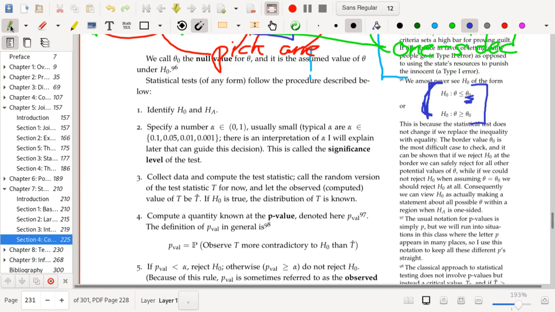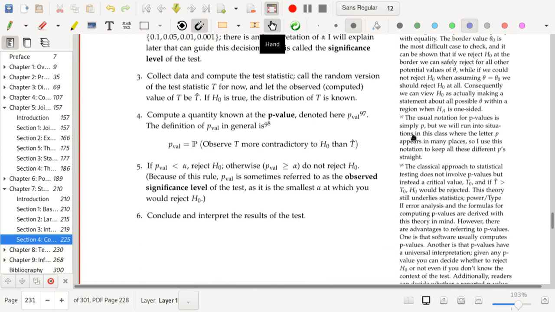All right. Collect data and compute your test statistic. Call the random version of the test statistic T for now, and let the observed or computed value be T hat. If the null hypothesis is true, then we know what the distribution of T will be. Step 4. Compute a quantity known as the p-value, denoted here p-val. The definition of the p-value in general is that the p-value is the probability that you observe a test statistic more contradictory to the null hypothesis than T hat.